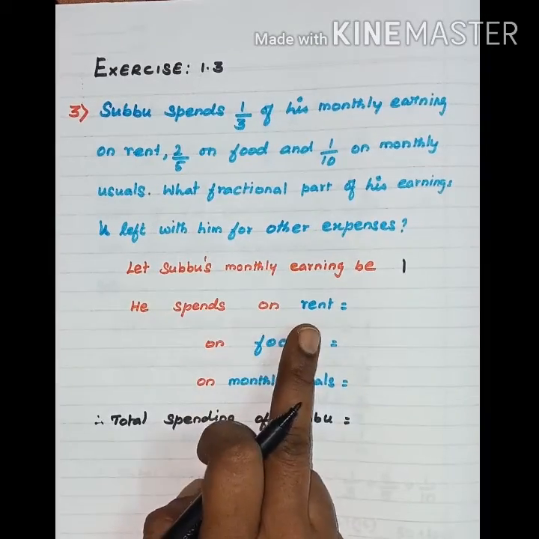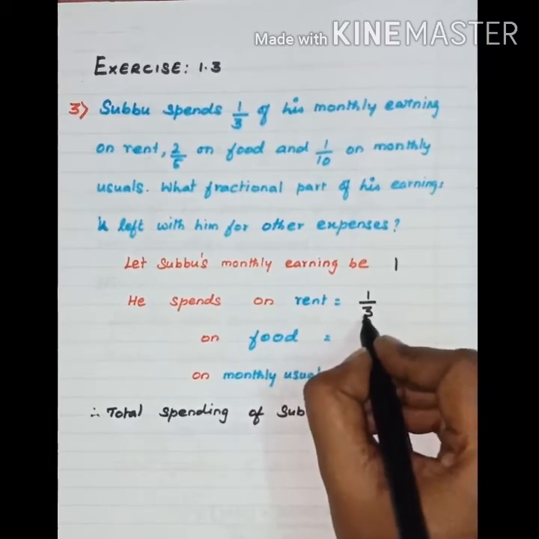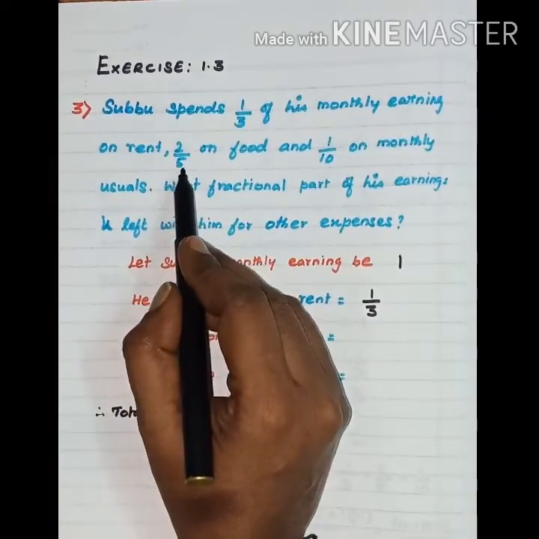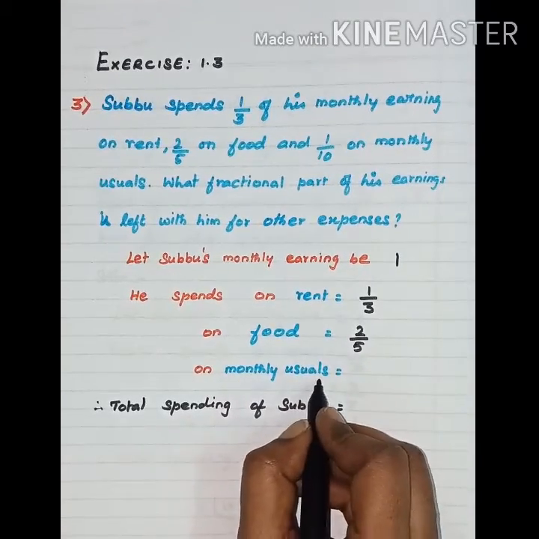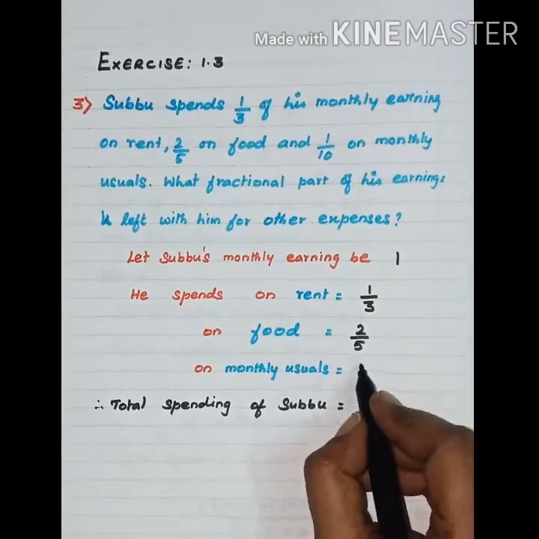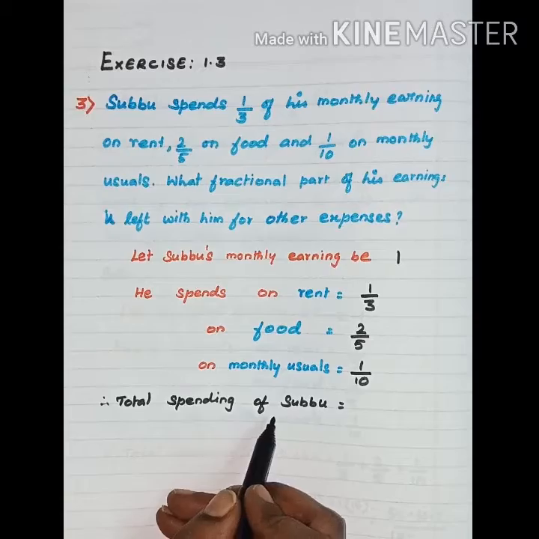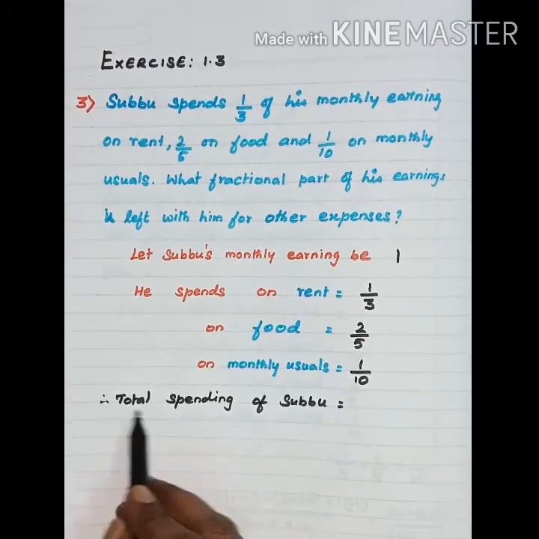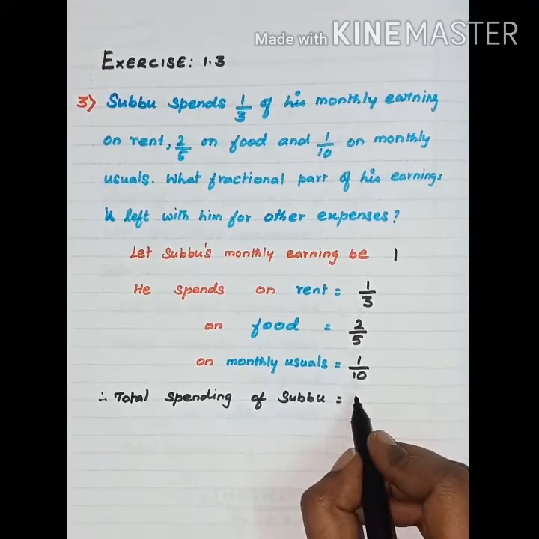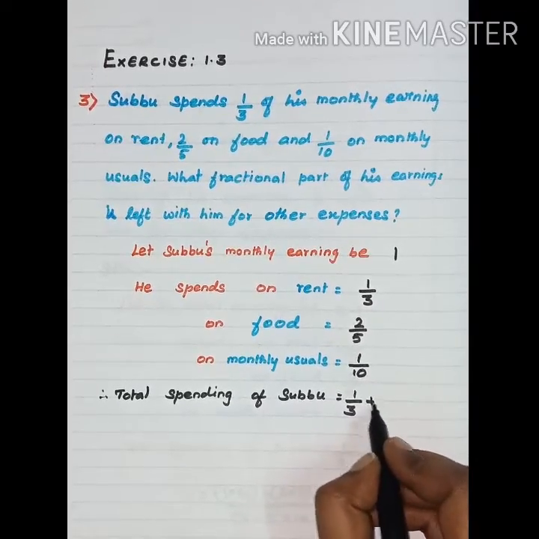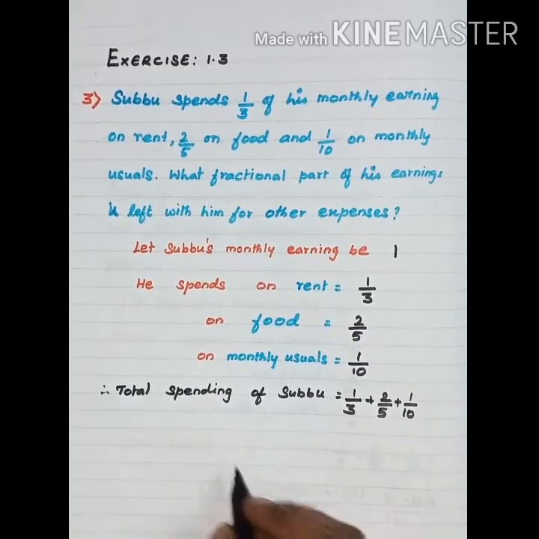He spent on rent 1 by 3, as given. On food 2 by 5. On monthly usuals 1 by 10. Therefore, the total spending of Subbu is equal to, since the word total comes, we have to add all three: 1 by 3 plus 2 by 5 plus 1 by 10.